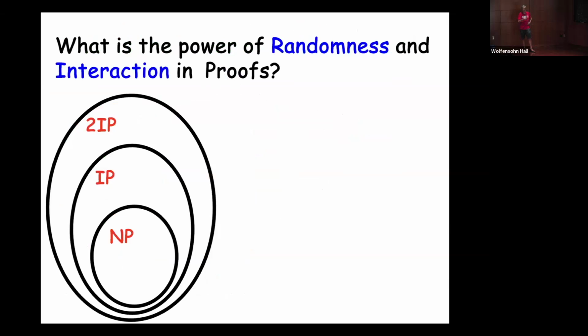We were in this situation. I defined for you more and more general classes of proof systems, obviously containing each other. And we said we are interested in the relationship between proof and computations. What is the power of the new proof systems? Can they prove anything more than NP? Well, what's the maximum they can prove?